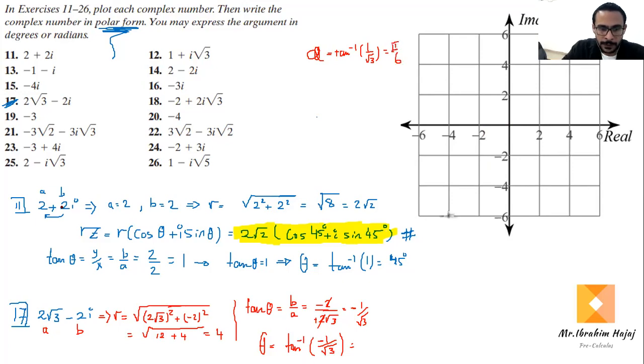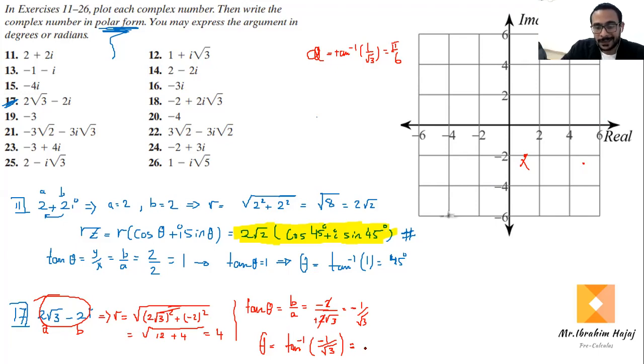But here the point, 2 radical 3 and negative 2, is in the fourth quadrant, right? Say 2 times 1.7 for the x value. It lands in the fourth quadrant, and that's fine.